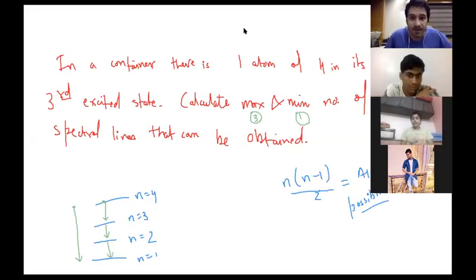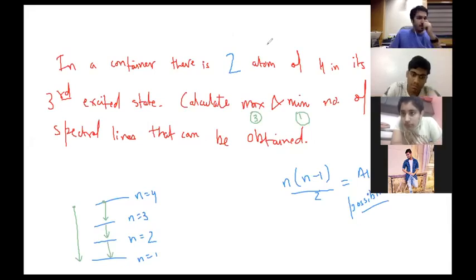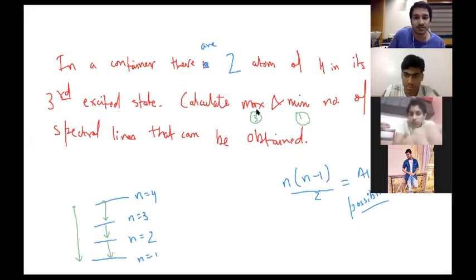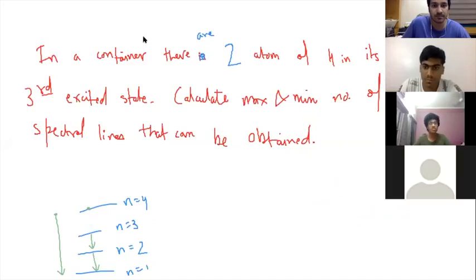Tell me this now. What if I had given you 2 atoms? Solve again. In a container there are 2 atoms of hydrogen and they are in the third excited state, let's say, and I ask you the same question again. Find out the maximum and minimum number of lines. So I think 4 and 1. Yeah, 4 and 1.